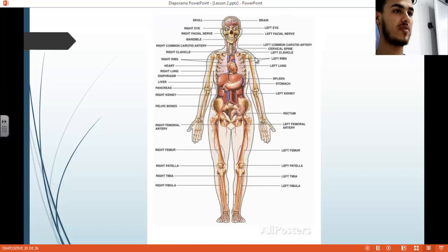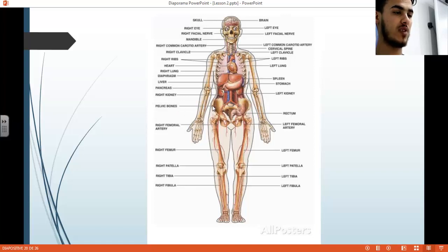We have right ribs and left ribs. We have also two lungs, which are responsible for the respiration operation, left lung and the right lung. We have the heart, which pumps the blood in all our body. We have also the spleen and the stomach. In the right side, we have the diaphragm, and we have a liver. We have also the pancreas and the right kidney, left kidney and the rectum.